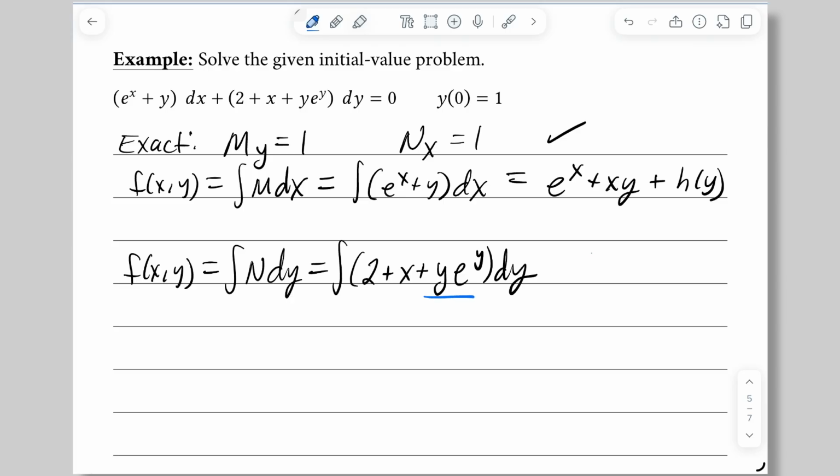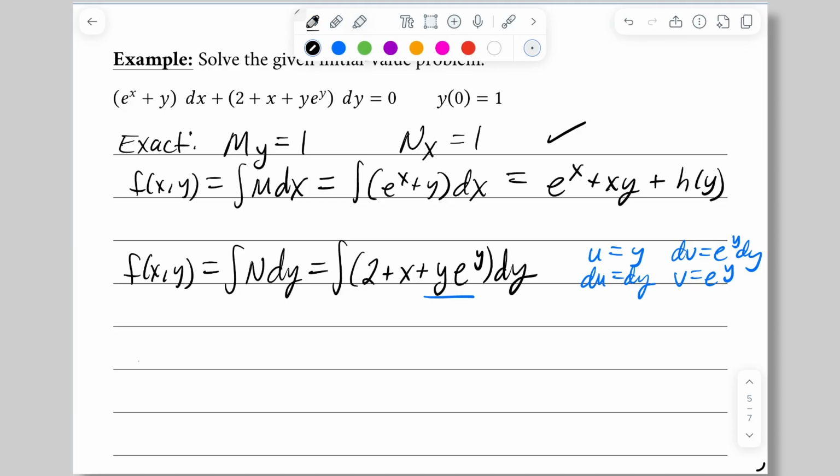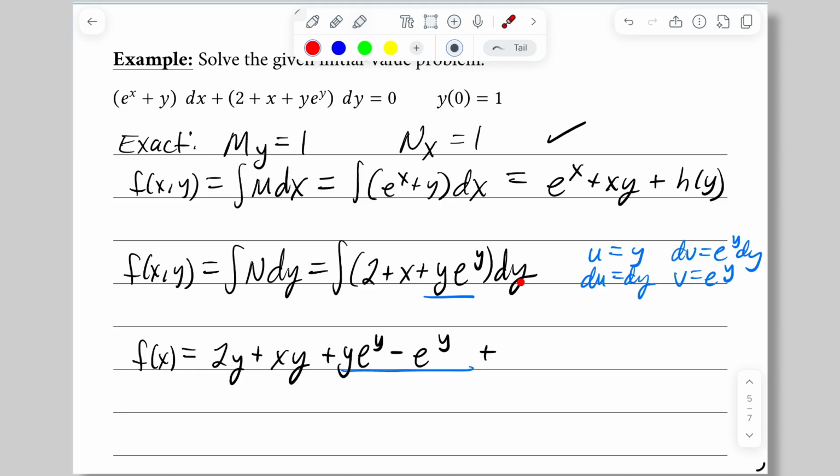Now for that integration by parts, I would say u is equal to y, so that du is equal to dy, and dv is e to the y dy, so that v is e to the y. And then, putting that together, we get f of xy is equal to 2y plus xy plus, now from the integration by parts, y e to the y minus e to the y plus a constant of integration, but the constant is constant with respect to y. So it could be some function of x.